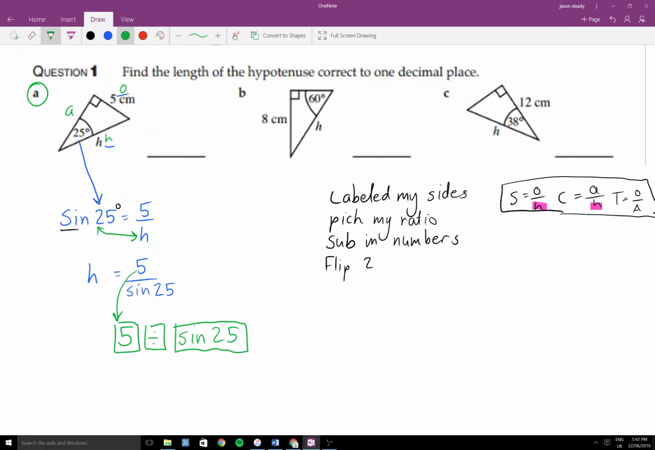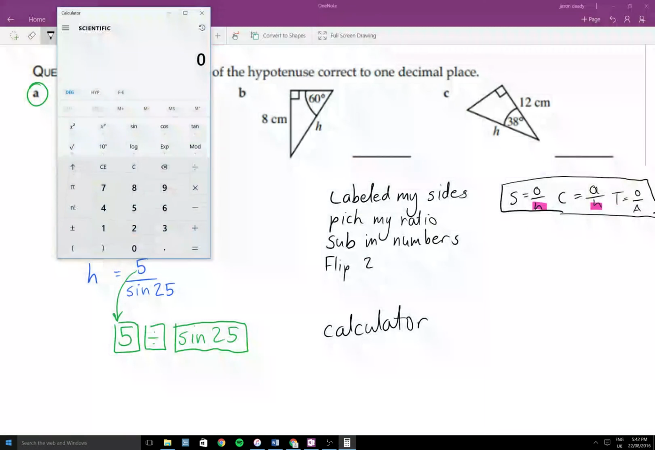Okay, for me, this is my calculator, and I'm going to go 5 divided by sine, sorry, it wanted to go sine 5, clear, 5 divided by, open bracket, 25 sine, close bracket, equals 11.83.